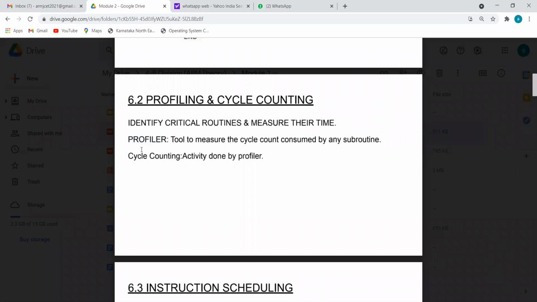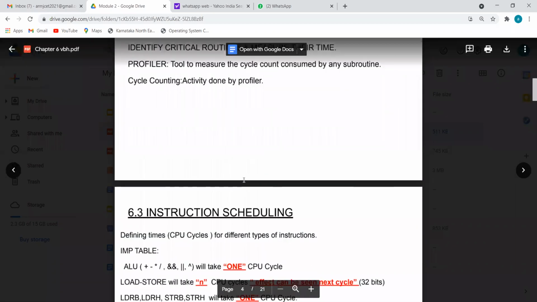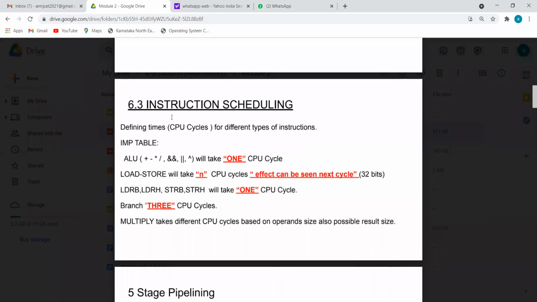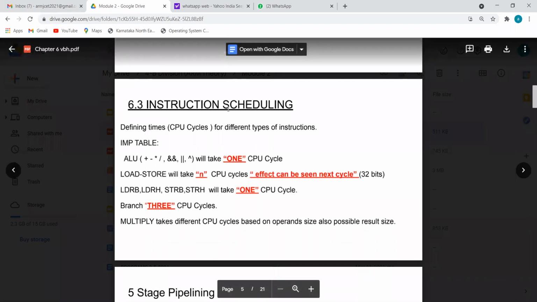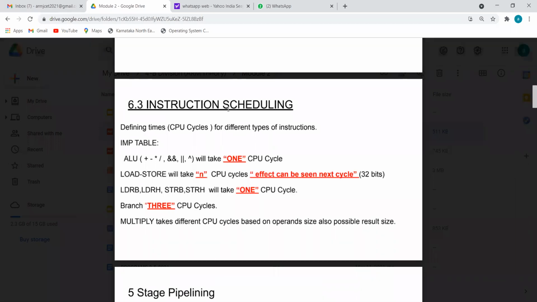Now comes something very important. From this you can expect one question, instruction scheduling. From this you can expect a question for about 6 to 8 marks in this chapter. This is only the possibility according to my knowledge. So please concentrate. First I will give the heading: instruction scheduling.